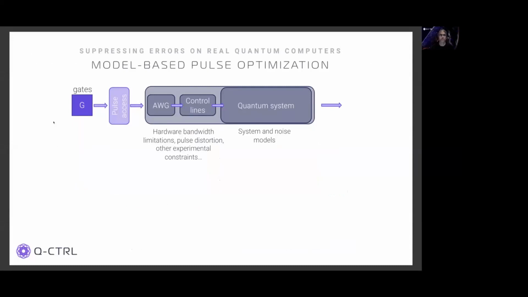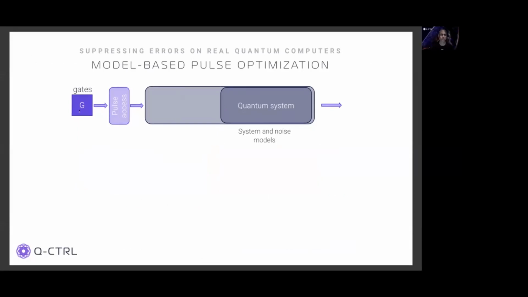Let's start with this diagram representing a simplified model of the different stages of what you would encounter while trying to optimize a gate. On the left, you have a gate that you want to apply on the system, and to perform an optimization, you need access to the pulse that will physically implement that gate. At the hardware level, this pulse will be generated by an arbitrary waveform generator, go through control lines, and finally reach the qubit.